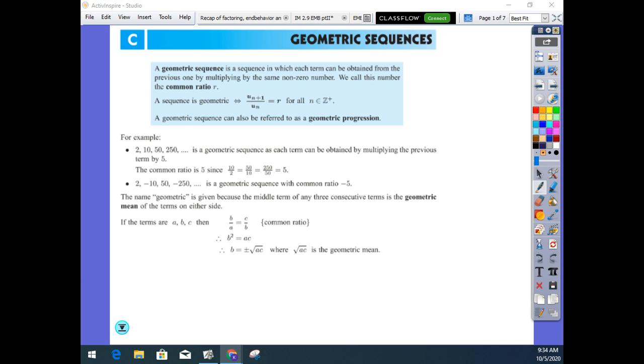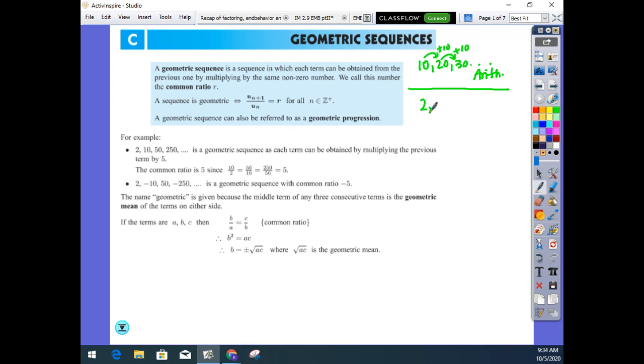Okay, 5C is all about geometric sequences. 5B was arithmetic. Just think about when you look at a sequence of numbers, this one you can obviously see plus 10, plus 10. If you were adding a constant value each time to find the next number, that is arithmetic. All right. Today we're going to get into geometric.